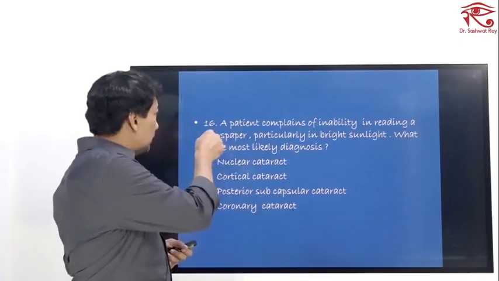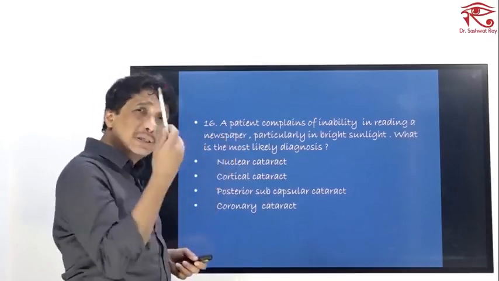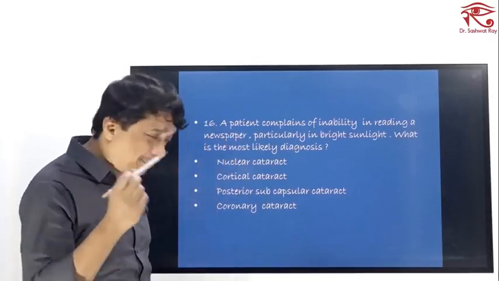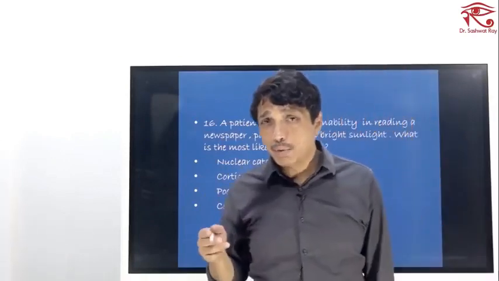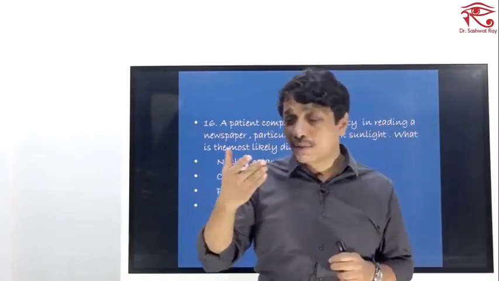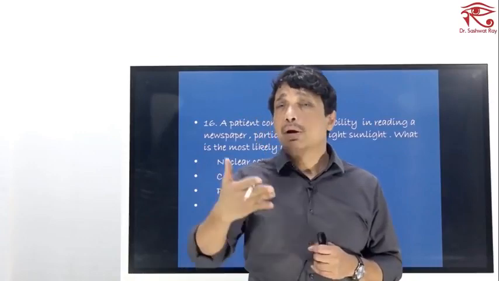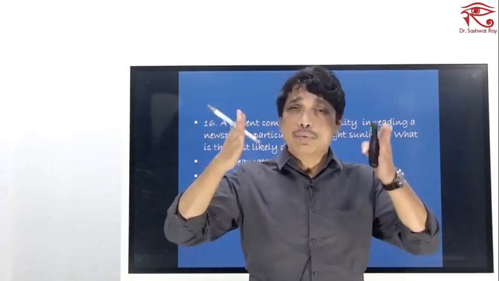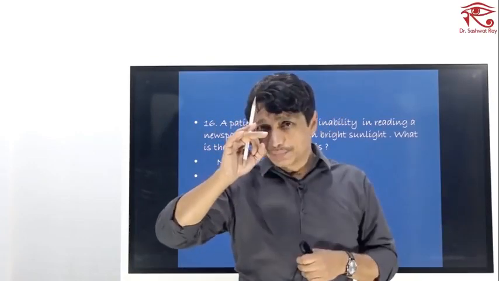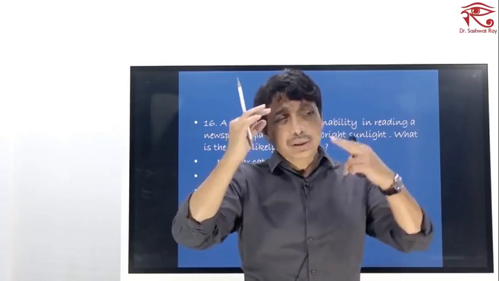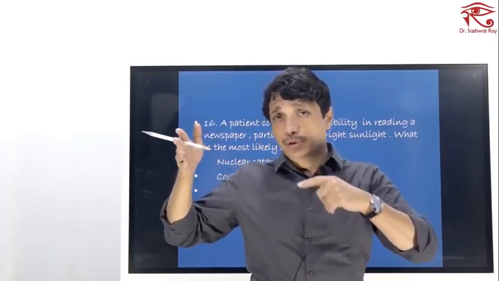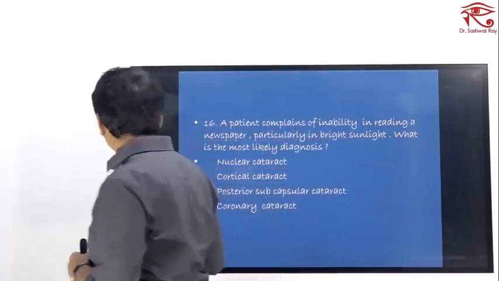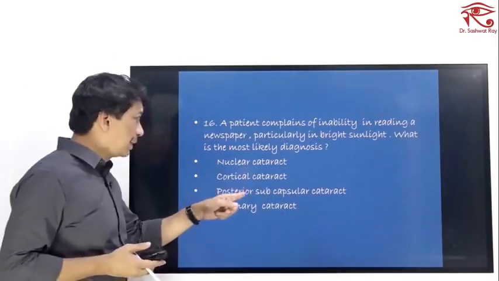So the first thing given to us is reading a newspaper, which means near vision is affected, so that makes the answer in favor of a posterior subcapsular cataract. Remember why? Because posterior subcapsular cataracts have loss of near vision. For near vision, when you accommodate, you converge and constrict. And when the pupils constrict, only the central ray is allowed in, and that is blocked by the posterior subcapsular cataract. So the first sentence itself pushes us towards posterior subcapsular cataract.